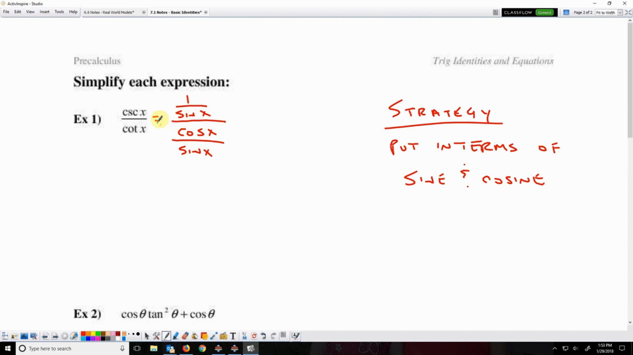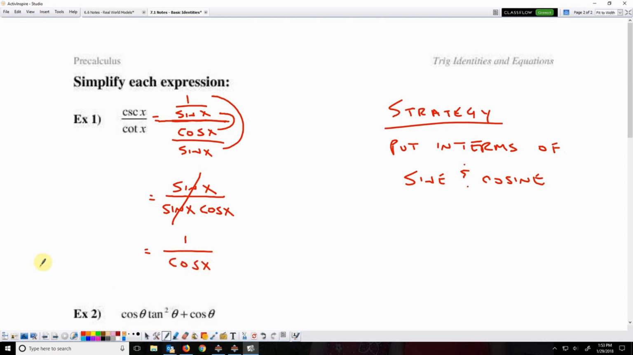So it's 1 over sine x divided by cosine x over sine x. Now if I multiply this outer loop, I get a numerator. So that's sine x. And the inner loop will give me the denominator. That's sine x times cosine x. Sine x over sine x cancels. So I get 1 over cosine x.